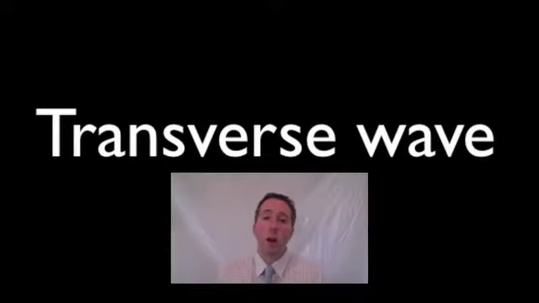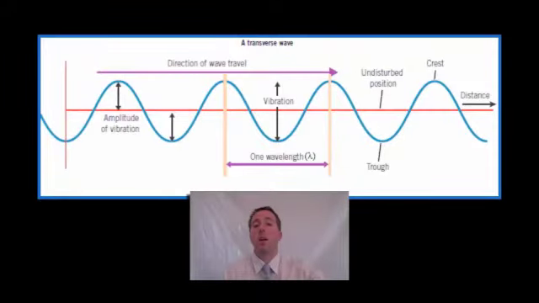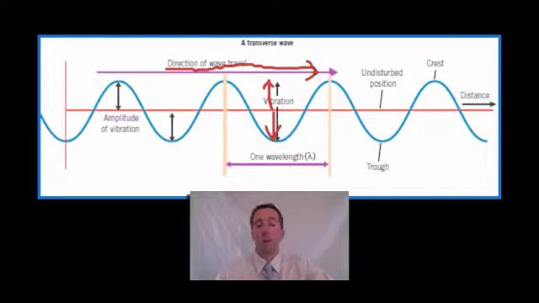A transverse wave is one type of wave. In a transverse wave, the particles move in an upwards and a downwards direction. So the particles just move up and down, up and down, up and down. But while the particles move up and down, the wave travels in this direction. So the particles move up and down, but the wave actually travels perpendicular to the movement of the particles.